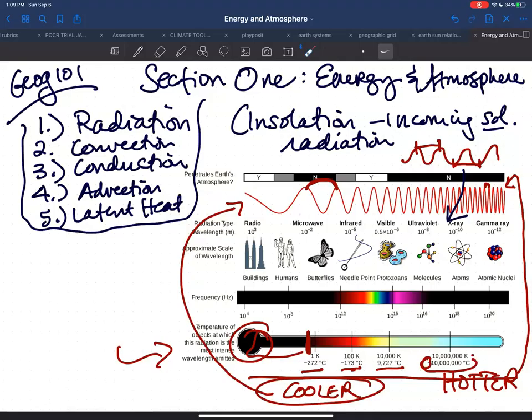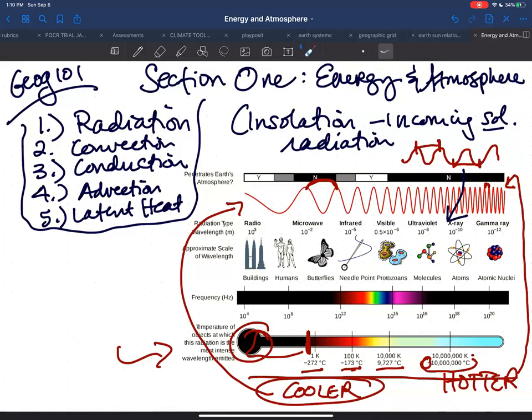Now, most of the sun's energy reaches the surface of the earth as visible light, or actually even the atmosphere. And there's some UV radiation that's ultraviolet, and there's some infrared that comes in too. But most of it is visible light. And visible light, or the visible spectrum, just means the wavelengths that our eyes can actually see.